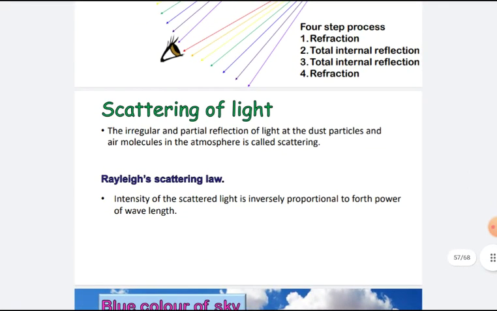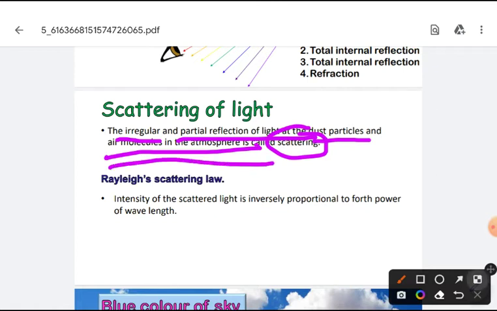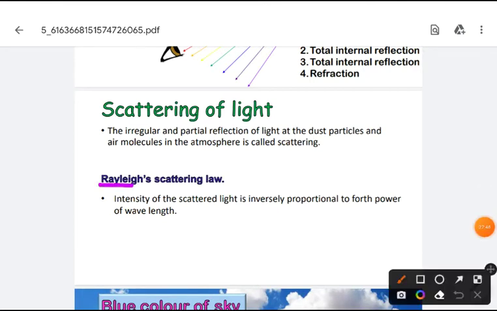Scattering of light. The irregular and partial reflection of light at the dust particles and air molecules in the atmosphere is called scattering. The intensity of scattered light is inversely proportional to the fourth power of wavelength.